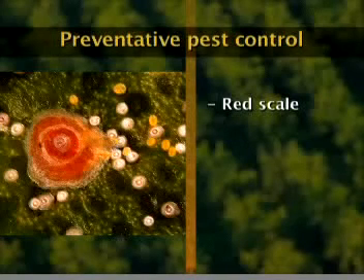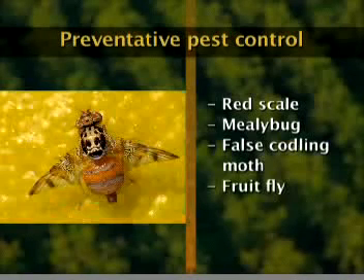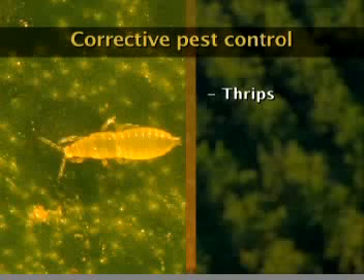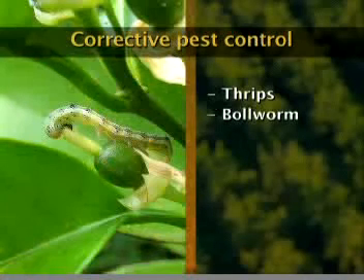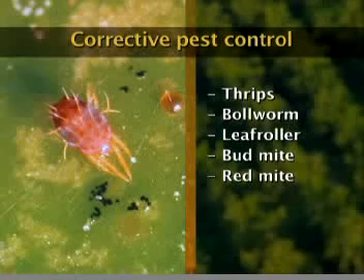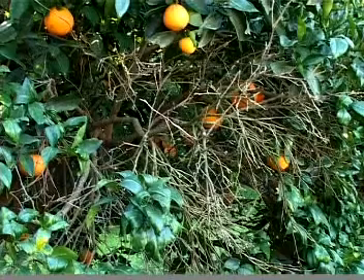Pests which are most effectively controlled preventatively are insects such as red scale, mealybug, false codling moth, fruit fly, and ants. Pests which are most effectively controlled correctively are insects such as thrips, bollworm, leaf rollers, bud mite, red mite, silver mite, and flat mites. As mentioned, red scale is by far more effectively controlled preventatively than correctively.